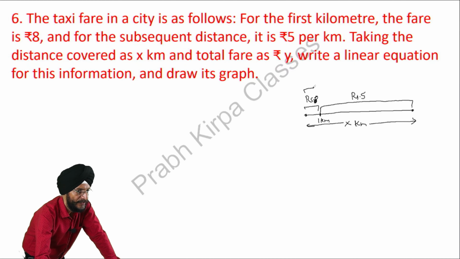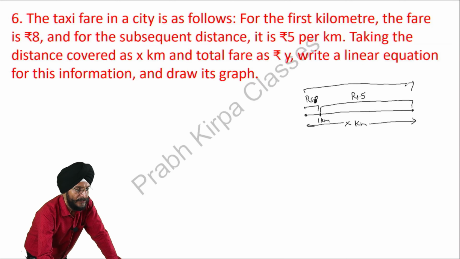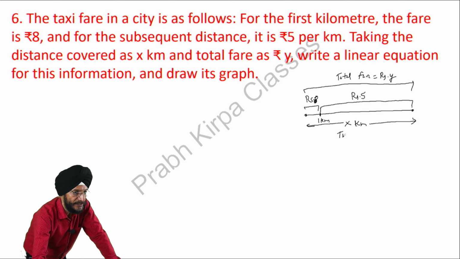It is also given that overall the total fare is rupees y. Here the total distance x. We hope you have understood that the total distance is x kilometer. For the first kilometer, the fare is rupees 8, and after that, whatever distance is covered, the charge is rupees 5 per kilometer.